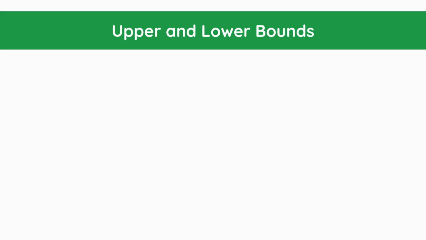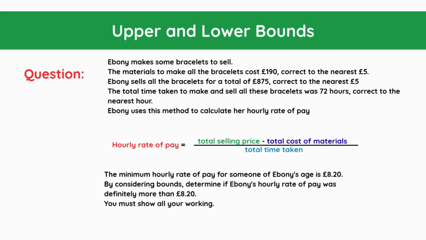Now let's look at this question. Ebony makes some bracelets to sell. The material to make the bracelets costs 190 pounds, correct to the nearest 5 pounds. Ebony sells all the bracelets at a total price of 875 pounds, correct to the nearest 5 pounds. The total time taken to make and sell all the bracelets is 72 hours, correct to the nearest hour.